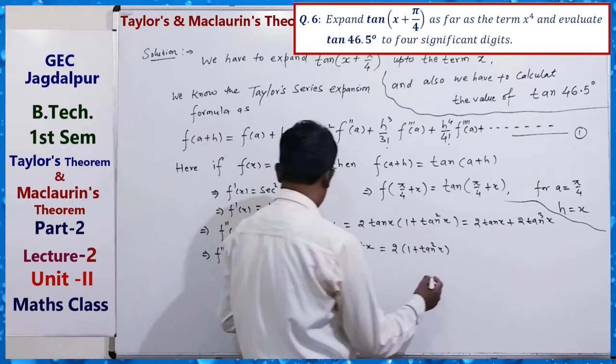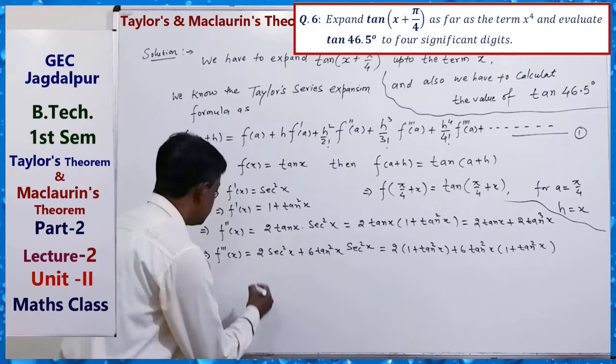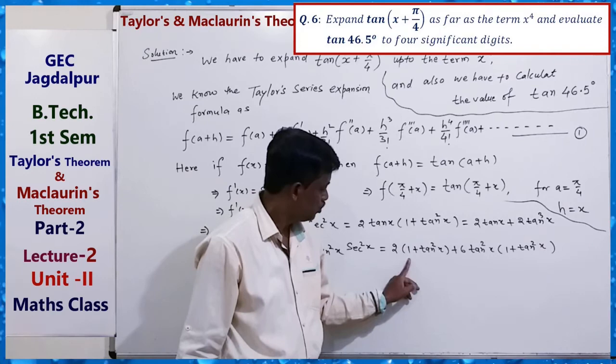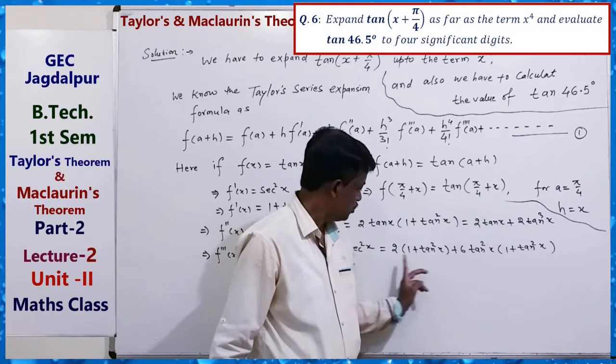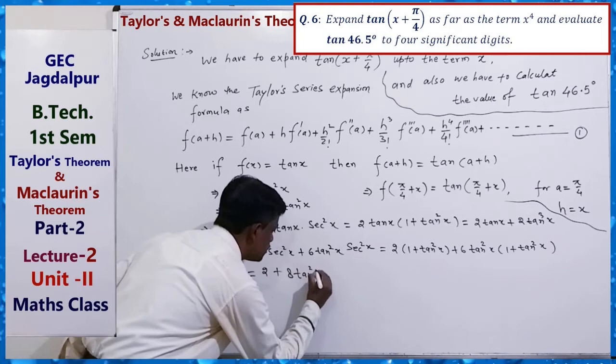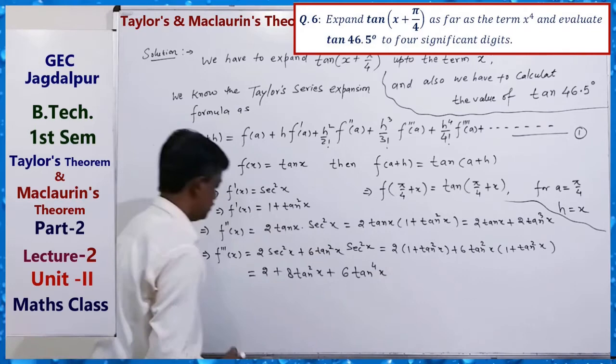Now plus 6 tan square x into 1 plus tan square x. Just you can write it how? Here 2 plus 2 tan square x, here 6 tan square x, so 8 tan square x, plus 6 tan power 4 x. So this is f'''(x).